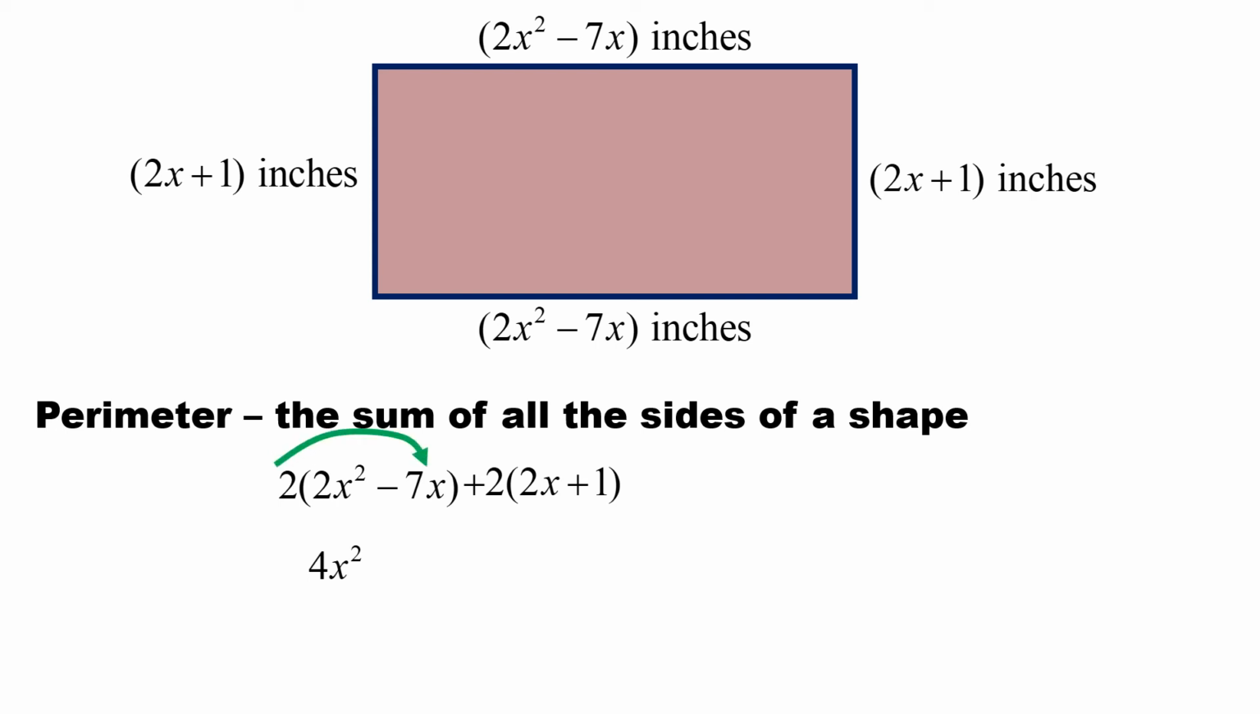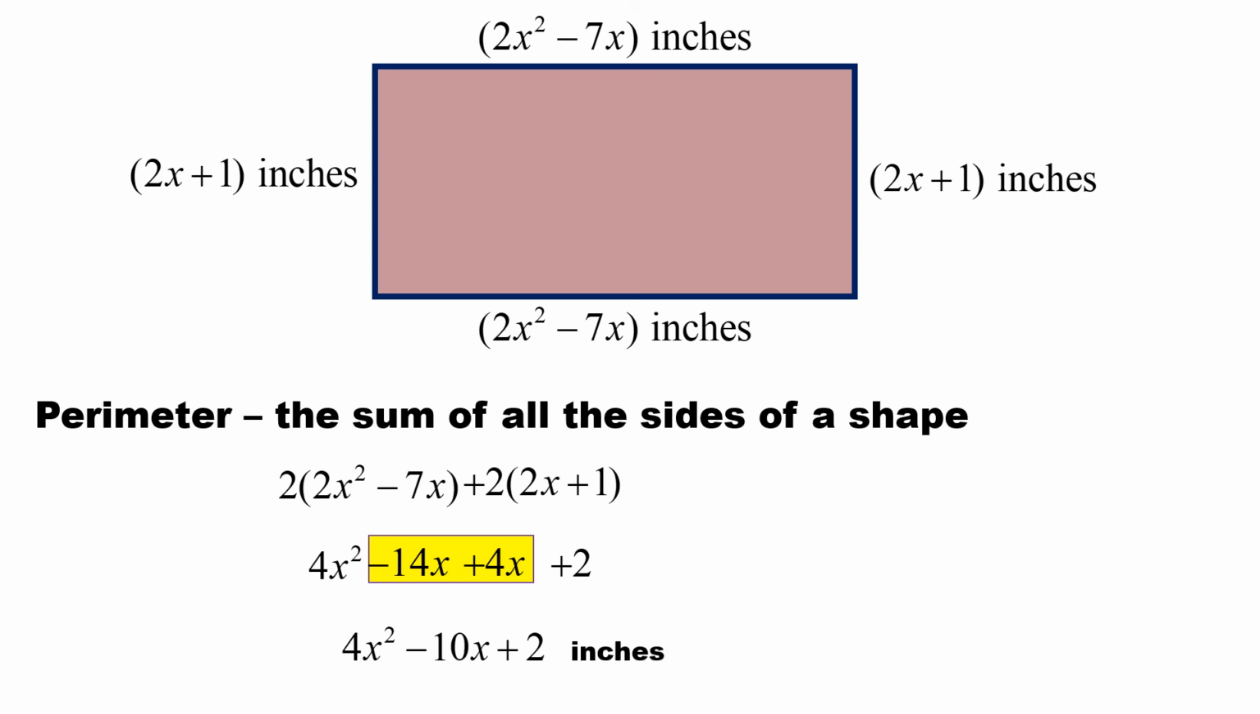So I'll get 4x squared. Distribute the 2 to the negative 7x, I'll get minus 14x. Distribute this 2 into the next parentheses, I'll get 4x and 2. So it's a little bit of a smaller equation. I still have like terms that I need to combine. And I'll get 4x squared minus 10x plus 2.